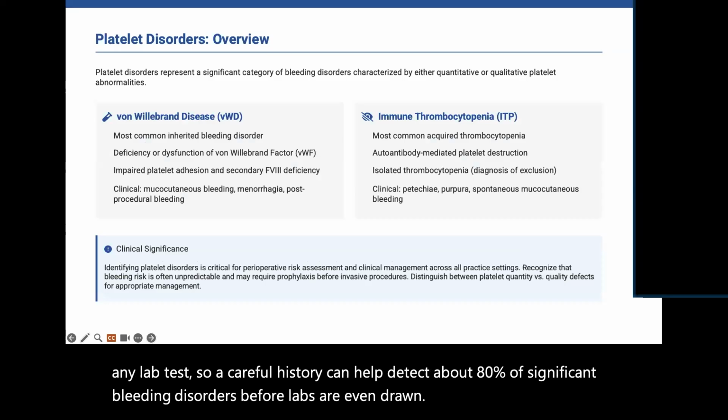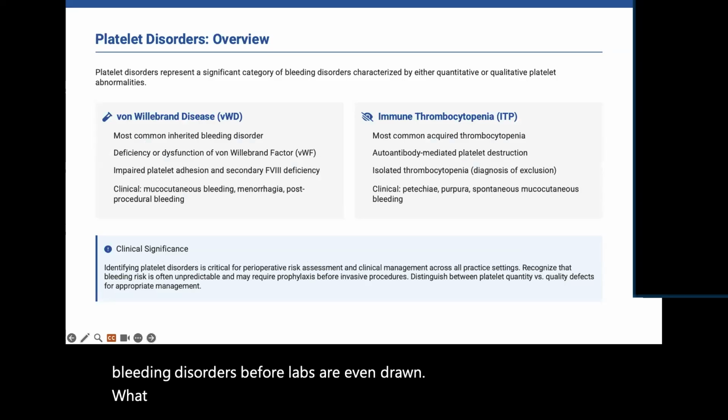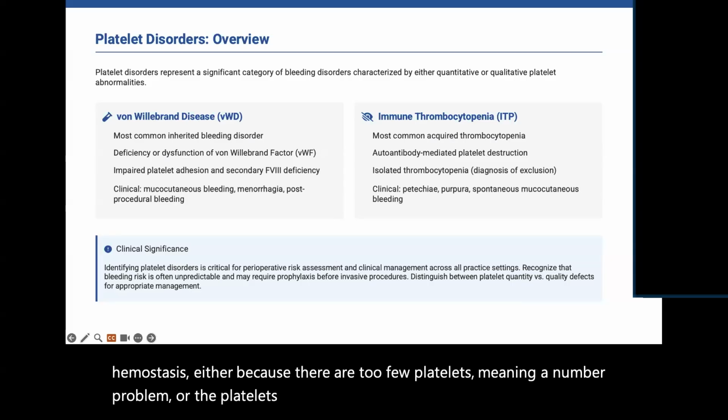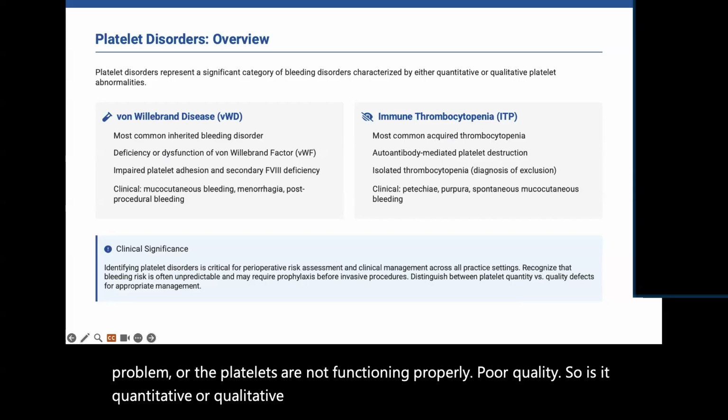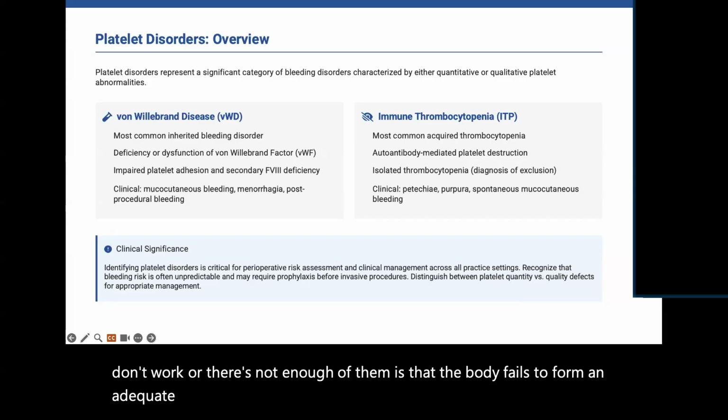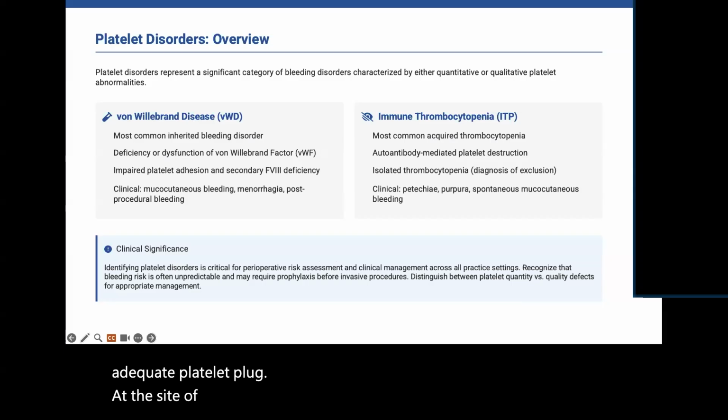Now, what are platelet disorders? Well, these are problems with primary hemostasis, either because there are too few platelets, meaning a number problem, or the platelets are not functioning properly, poor quality. So is it a quantitative or qualitative platelet disorder? What happens when platelets don't work or there's not enough of them is that the body fails to form an adequate platelet plug at the site of vascular injury.